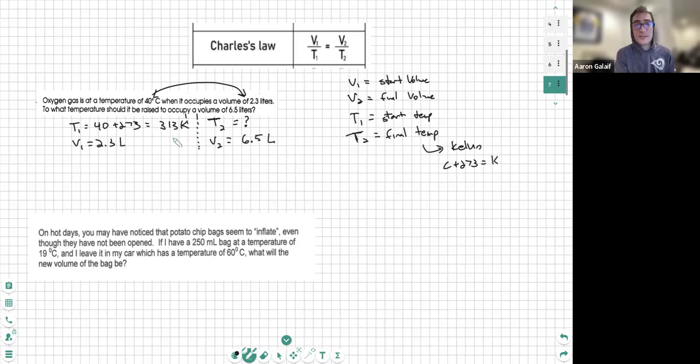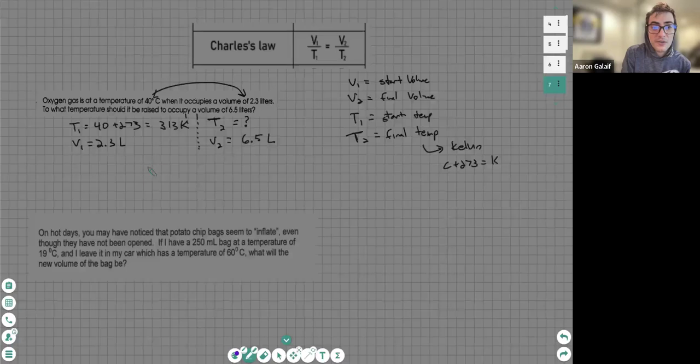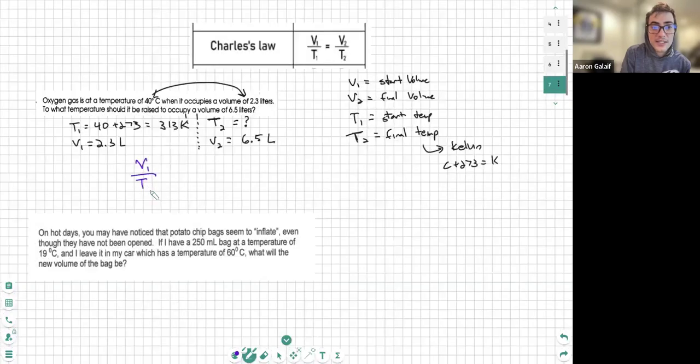So now we're given 3 out of the 4. I rewrite my equation. V1 over T1 equals V2 over T2. Let's make that a little more clear and neater in a different color. So V1 over T1 equals V2 over T2. We are solving for T2.